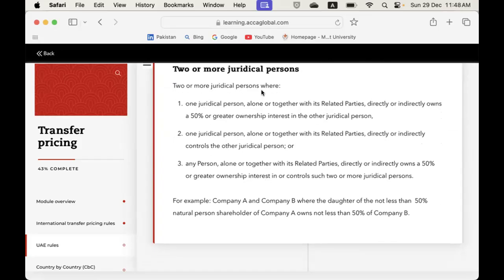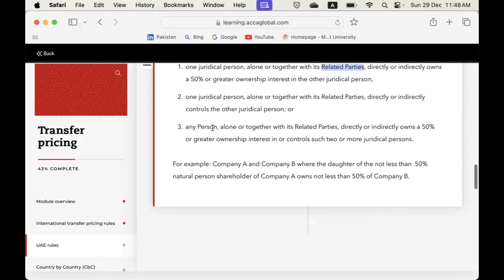Two or more juridical persons can be related parties, where one juridical person alone or together with its related parties, very interesting point, related parties, and now the related party can be a human being or a legal person, a company, directly or indirectly owns a 50% or greater ownership interest in the other juridical person. So again, the key point is 50% ownership or control. One juridical person alone or together with the related parties controls the other person, or any person alone or together with its related parties directly or indirectly owns a 50% or greater ownership interest in or controls two or more juridical persons. There is another article in the decree law that even defines what is meant by control, so we will look at that as well.